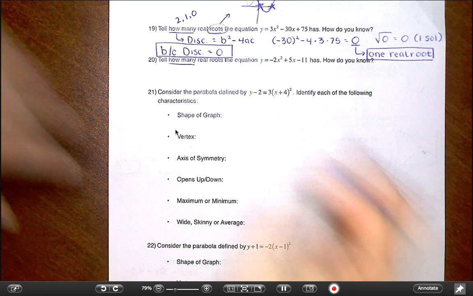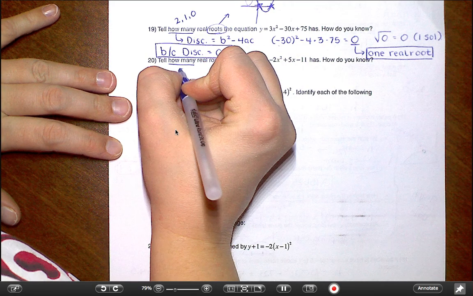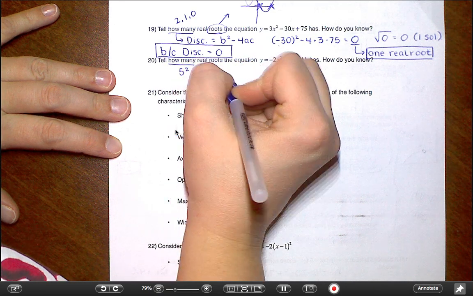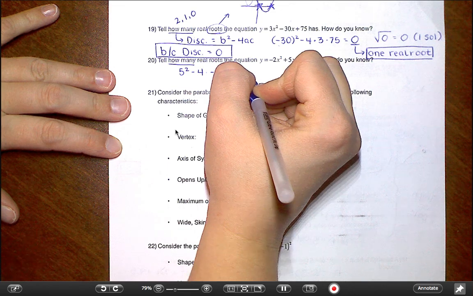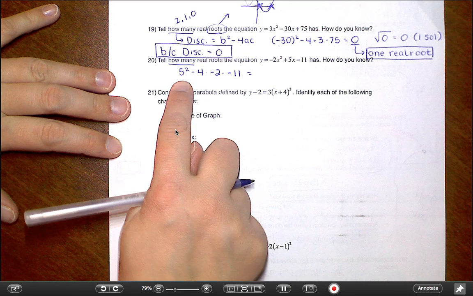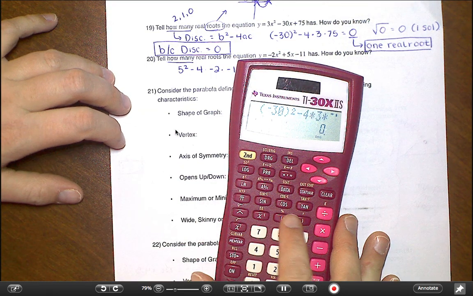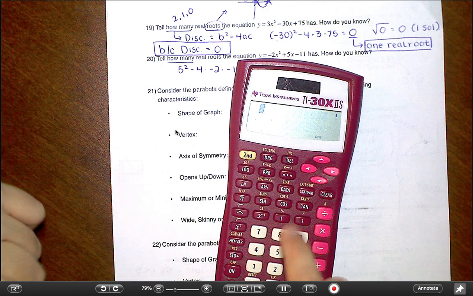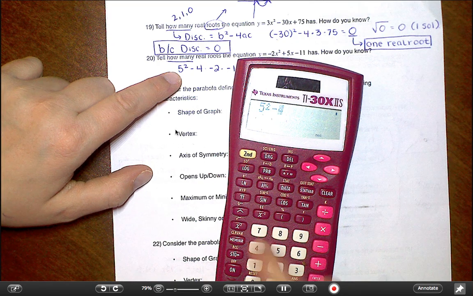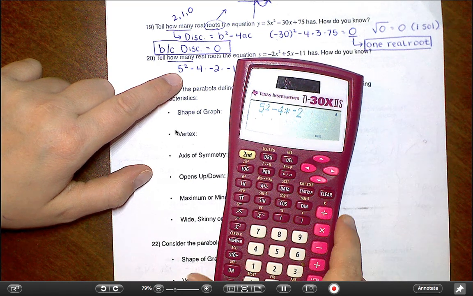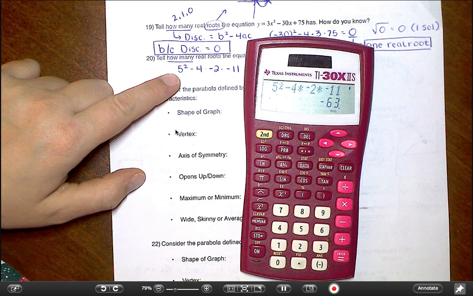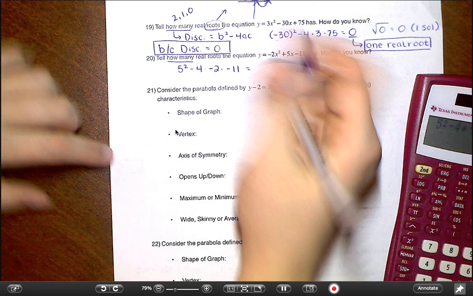So again, number 20, same thing. I'm going to do the discriminant. So I'm going to do 5 squared minus 4 times negative 2 times negative 11. This time the parentheses are not important because I have a positive number there. I usually put it in parentheses anyway. But you will get a wrong answer if you don't put the negative 11 in parentheses. This time I got negative 63 as my discriminant.